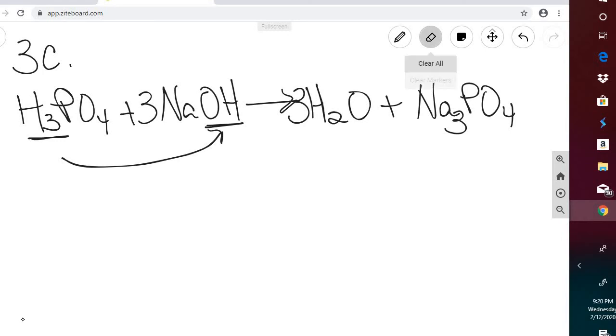Okay, number 4 and number 5 are both neutralizing reactions. And we are told that we're going to mix hydrochloric acid and calcium hydroxide.